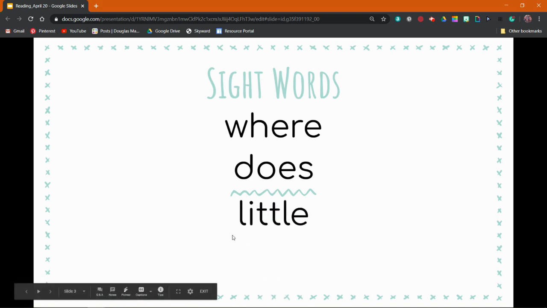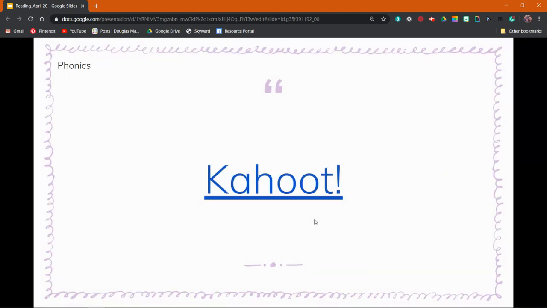And our last sight word this week is the word little. Spell it with me. L-I-T-T-L-E, little. The little kitten is so cute. So I'm going to attach all of our videos for the sight words this week. I hope that you're watching those a few times a week just to practice and to read those words.